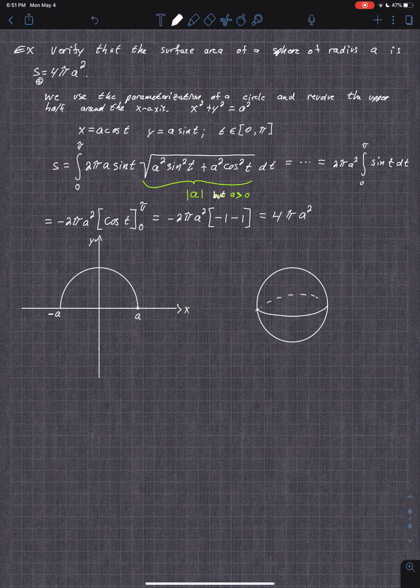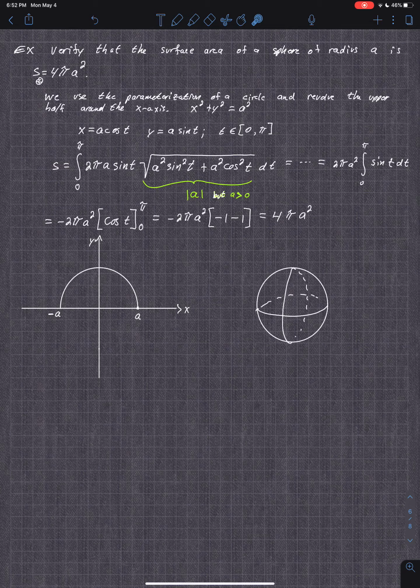That's the question. So surface area, you can basically take a circle like this, take this circle, and then revolve it around the x-axis. So that's how we're going to define it. We define it parametrically and then substitute into the function. So try this again on your own, and you know what you should get. You should get 4 pi a squared when you're finished with that.